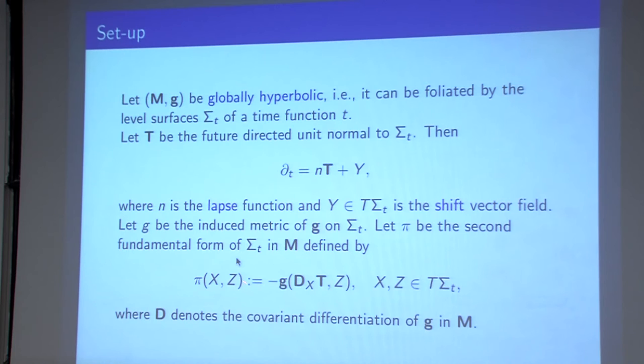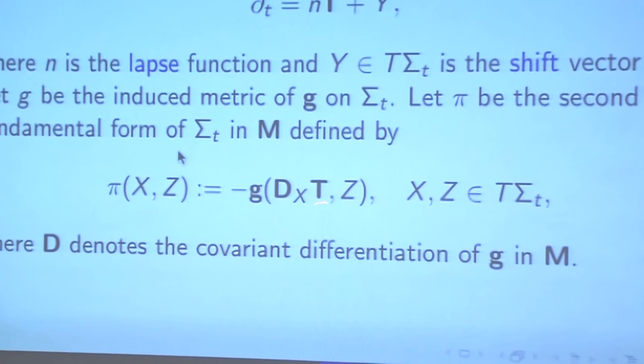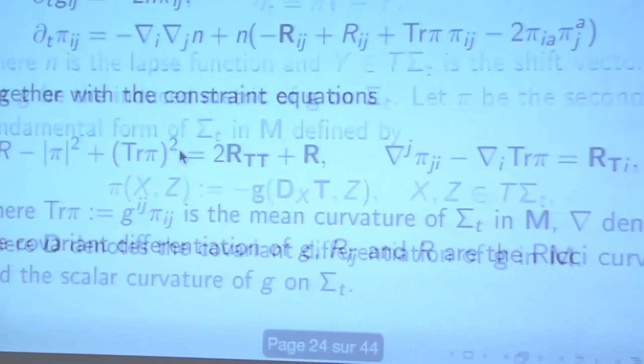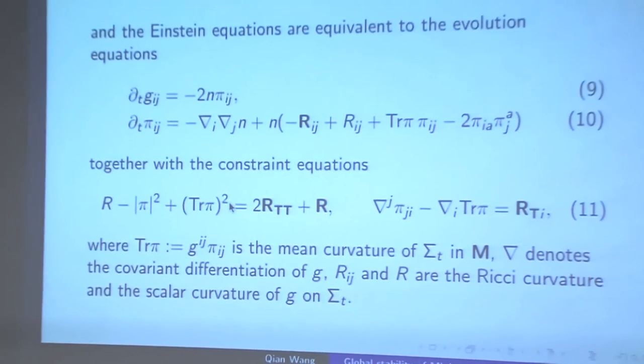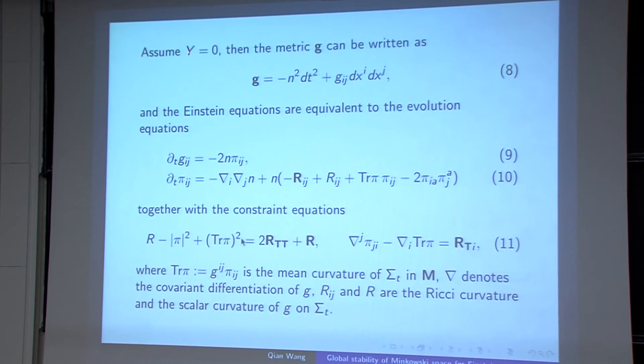Then you can also define a second fundamental form of Sigma_t in this spacetime. And D denotes the covariant differentiation of g in the spacetime. So pi is going to be the second fundamental form. One gauge condition is addressing the shift. The gauge condition should be four equations. We prescribe three here on the shift, asking it to be zero. Then you write the metric directly, and you write the Einstein equation in terms of the evolution equation of the metric, the evolution equation of the second fundamental form, and these evolution equations together with the constraint equations.